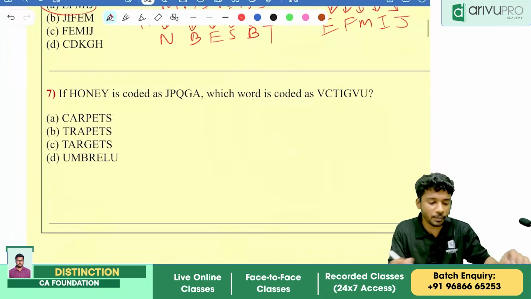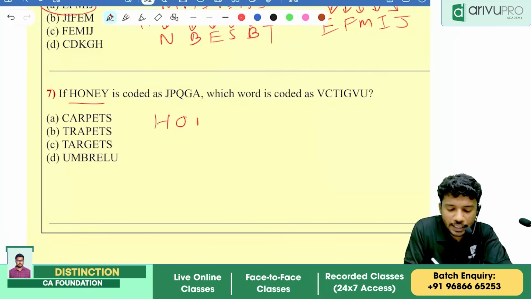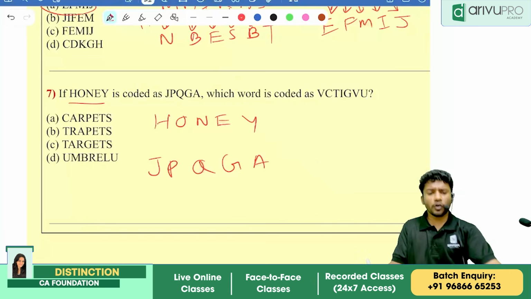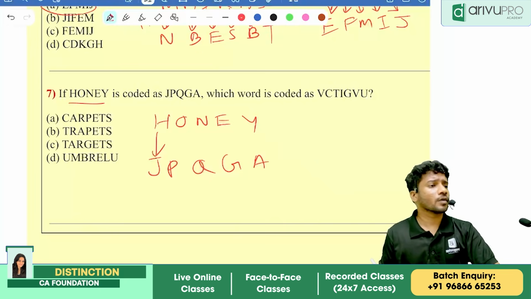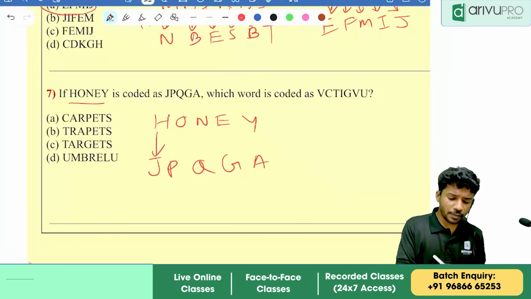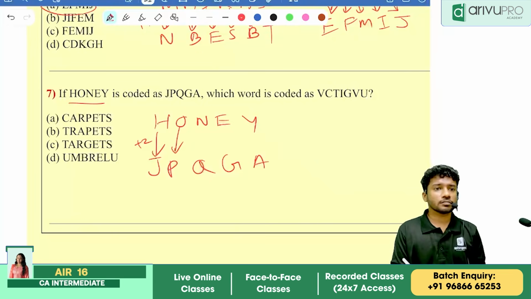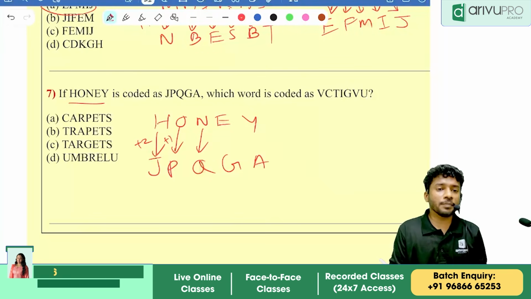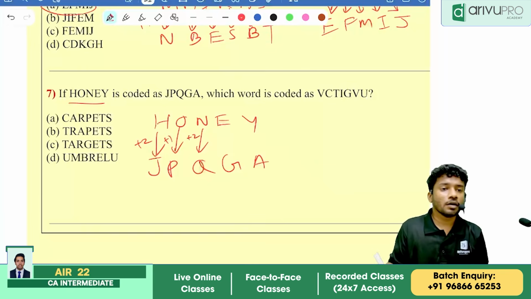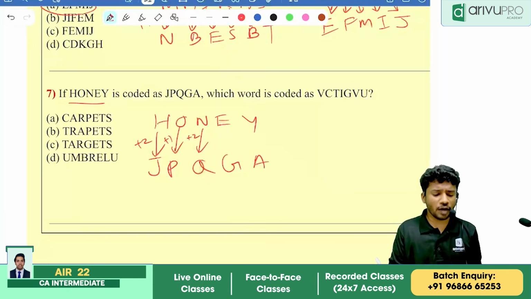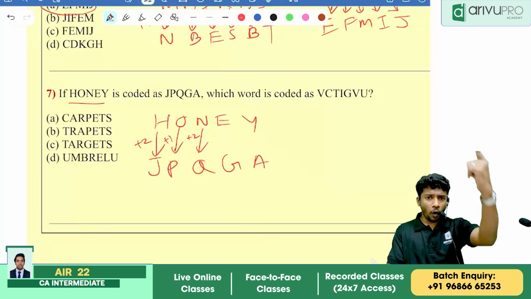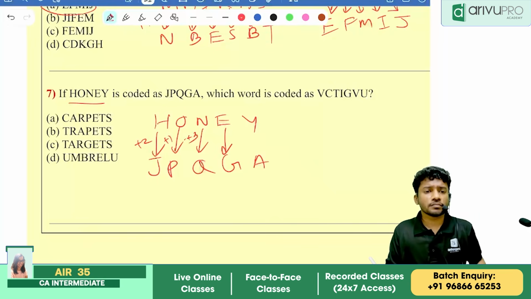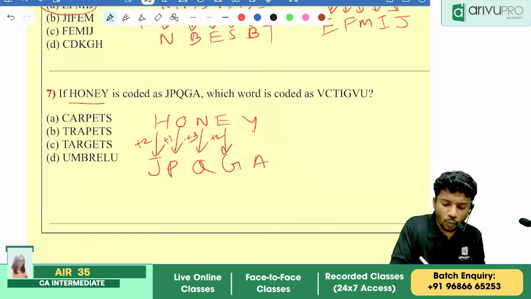Look at the next question. Honey, H-O-N-E-Y, is called as J-P-Q-G-A. Look here now. H becomes J. How does H become J? I, J: plus 2. O becomes P: plus 1. Then N becomes Q. How will N become Q? N, O, P, Q: plus 3. E becomes G. F, G: plus 2. Y becomes A.